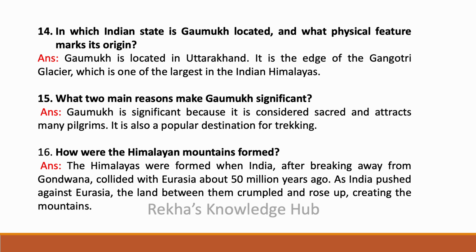So about 50 million years ago, India's land moved until it hit a huge piece of land called Eurasia. When India pushed against Eurasia, the land in between them got squeezed and folded upwards like a carpet bunching up when you push it. That's how the huge Himalayan mountains were made.